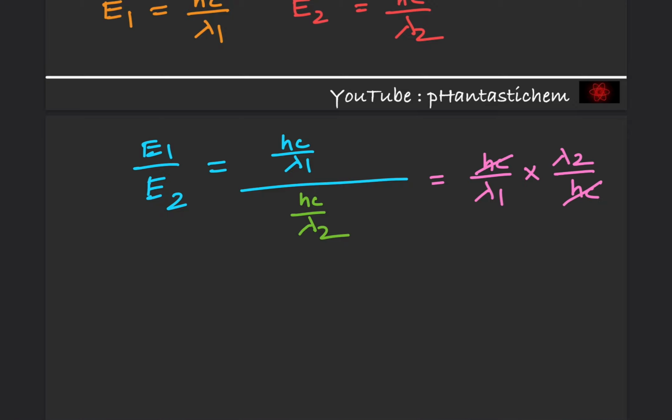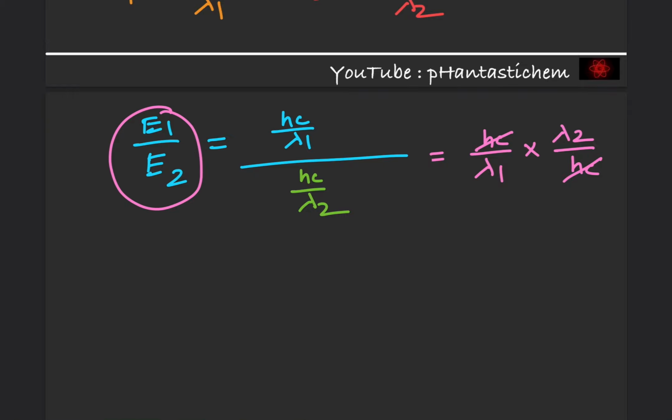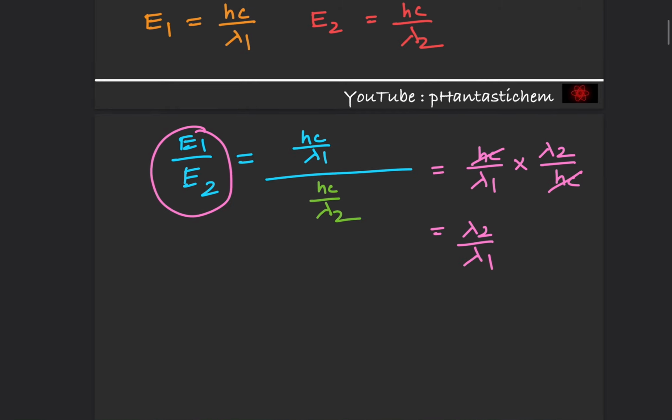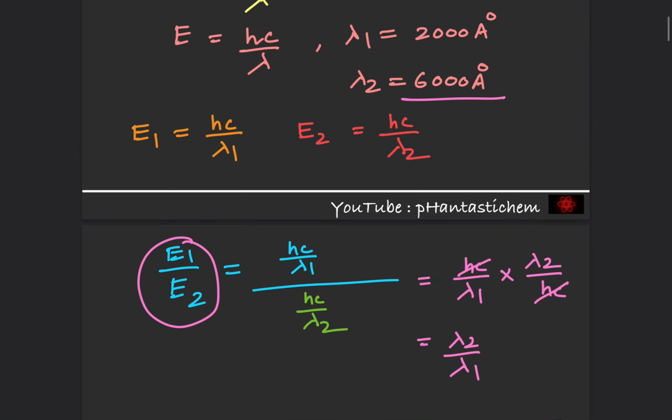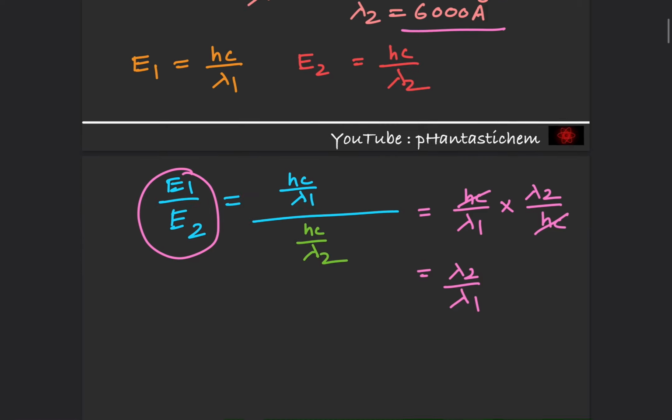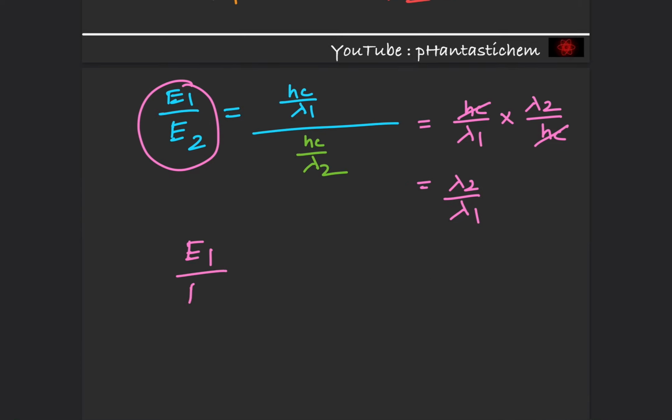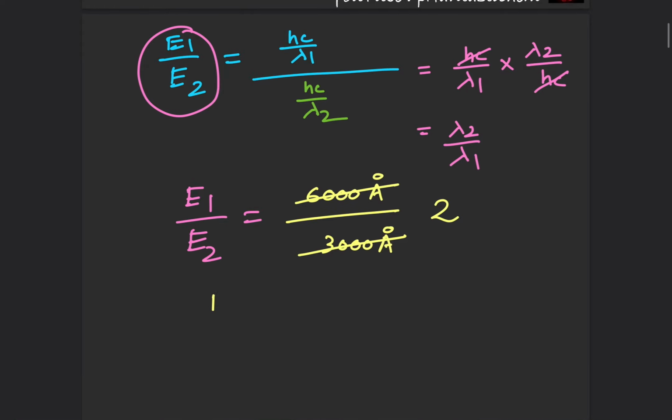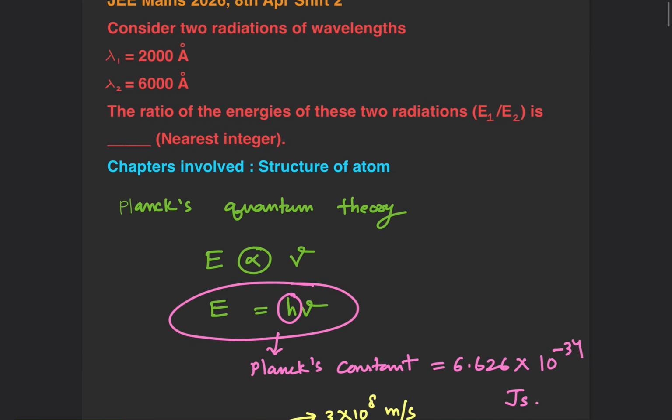So hc gets cancelled. So E1 by E2 is nothing but the ratio of the wavelength lambda 2 by lambda 1, okay. And lambda 2 is given to us as 6000 angstroms, lambda 1 is given to us as 2000 angstroms. So therefore E1 by E2 is going to be 6000 angstroms divided by 2000 angstroms. So therefore this is going to be 3. So therefore the ratio of E1 by E2 is 3, okay.